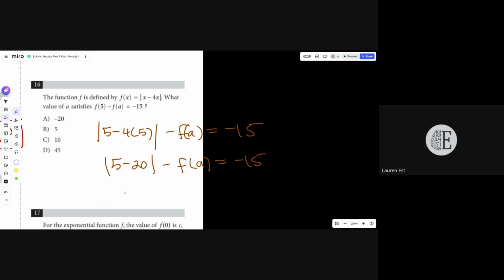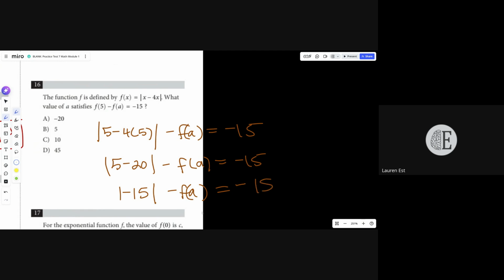A function is defined by whatever. F of what value of A satisfies, okay, so 2 steps. So F of 5 is going to be absolute value of 5 minus 4 times 5. Then absolute value minus F of A is equal to negative 15. So then I'm going to have 4 times 5, which is 20, 5 minus 20 in my absolute value bars, minus F of A is equal to negative 15. That's going to be negative 15 in absolute value bars.